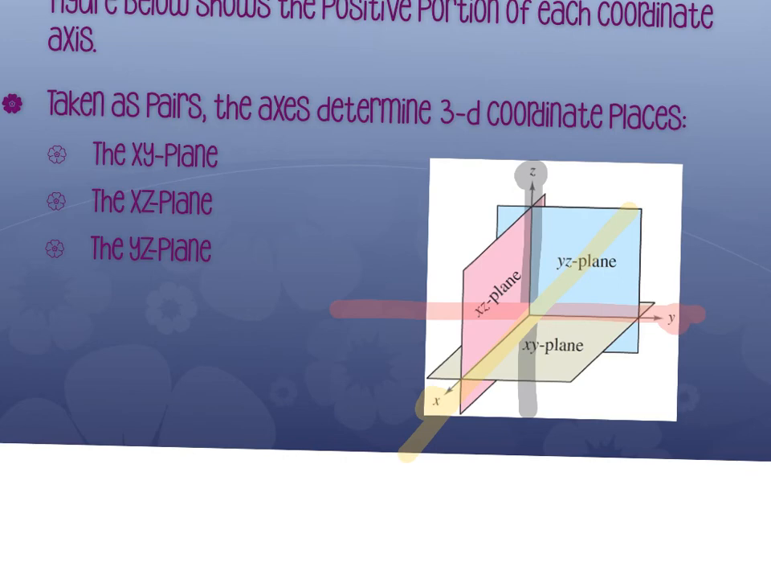So each of these planes is formed by the two axes that actually form it. If you look at the bottom, or this one that's flat, this is your XY plane that is formed by your X and your Y axes. The one in the back is the YZ plane because it's formed by the Z and the Y. And then on the left there, running forward and back kind of, is the XZ plane because it's formed by the X and the Z.